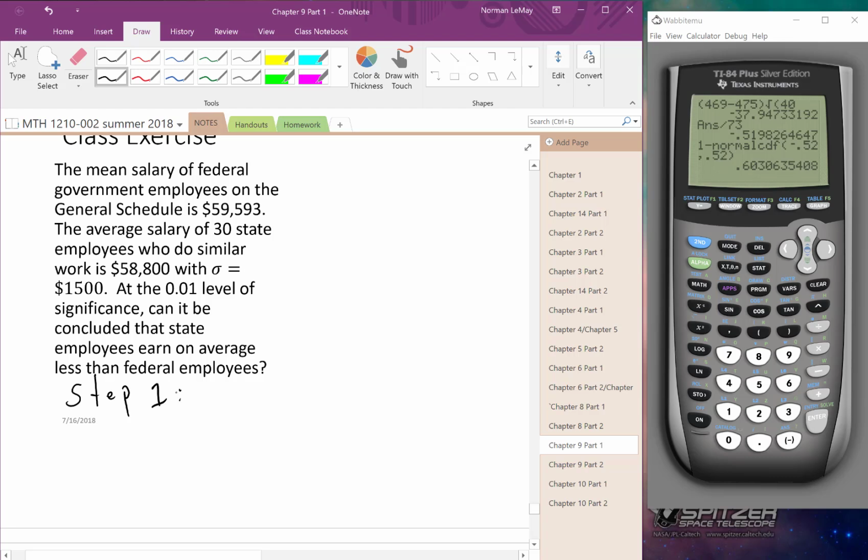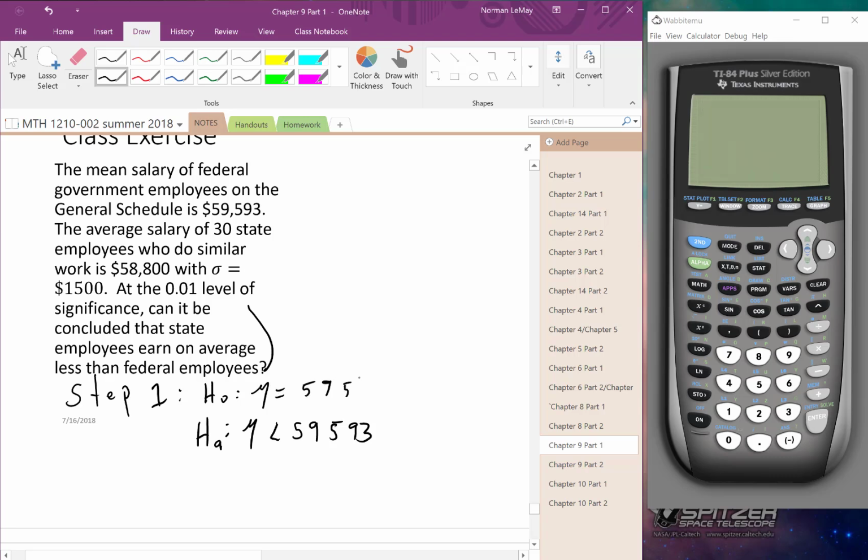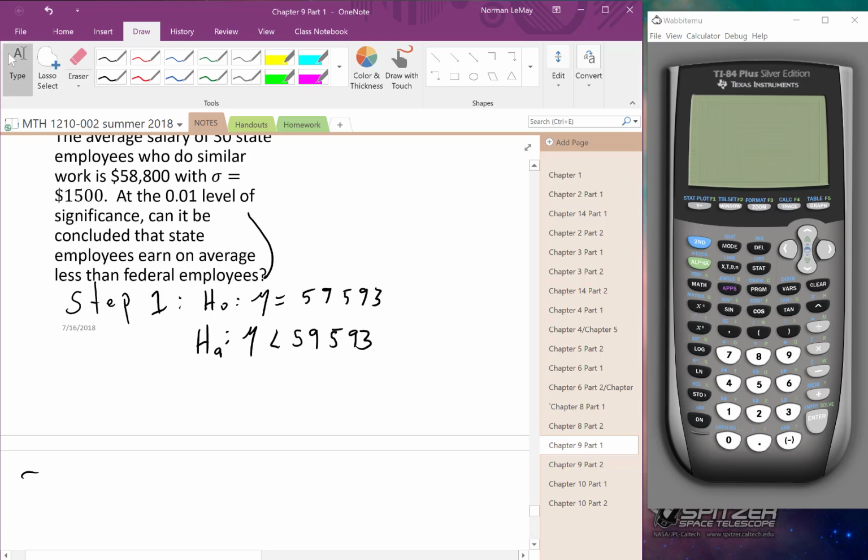So for step 1, let's just note that from this part right here, we have the fact that, can it be concluded that state employees earn on average less than federal employees? Since this is a statement of difference, we know that this is going to be the alternative hypothesis. So the alternative hypothesis is that mu is less than $59,593, and the null hypothesis is always in the form mu equals $59,593.